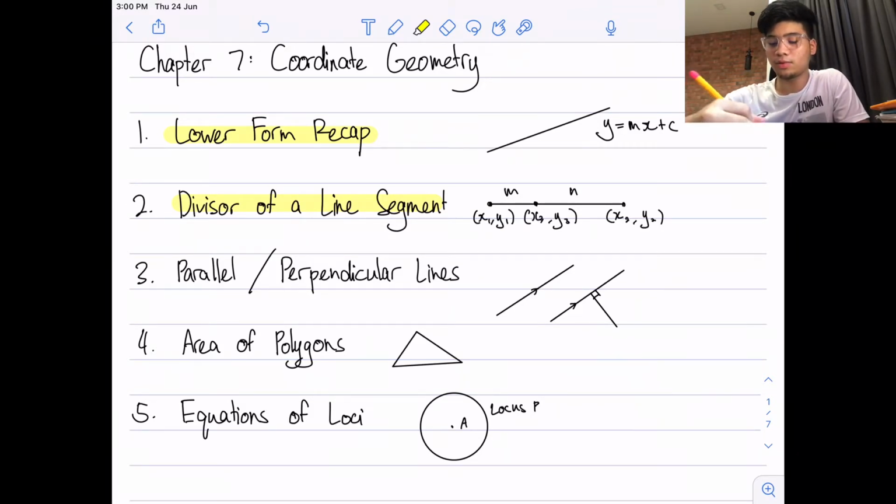And then we're going to be looking into parallel and perpendicular lines. This will also cover perpendicular bisectors. Then we're going to be looking into area of polygons. This is really good when we're trying to find area on the graph if it's not really easy to see. And lastly, we're going to be looking at equations of loci. This is a very important topic, I would say. It's quite difficult to get at first, but should be an easy one.